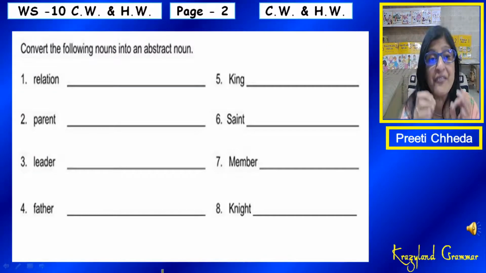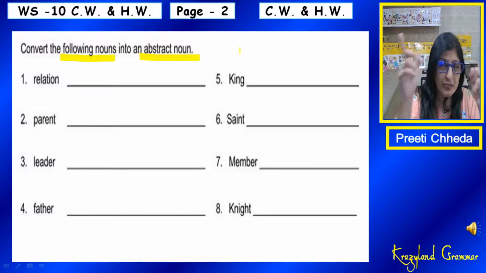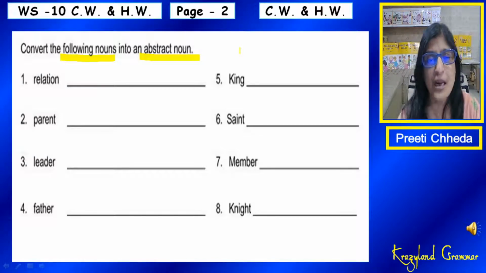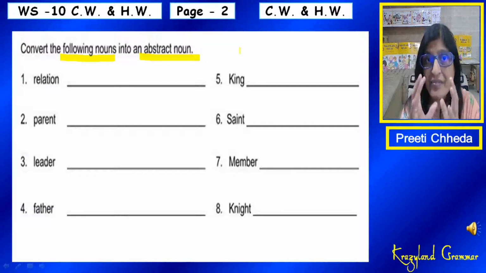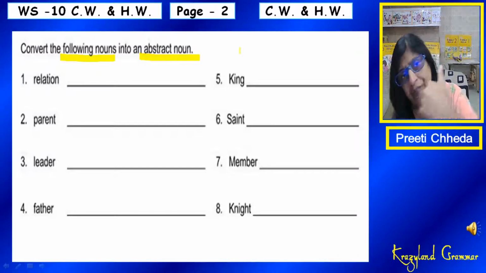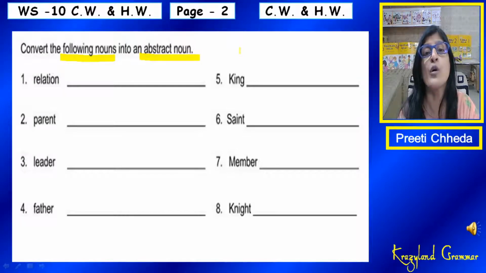Now the worksheet number 10, page number 2, the last part, and that is very easy. What's that? Convert the following nouns into an abstract noun. You have to convert the given nouns into abstract nouns. If you go to flashback, the last topic, recall what you have learned. To make an abstract noun, we add suffixes. And when there is a common noun and you have to change it into an abstract noun, you can add ship or hood. SHIP, ship, or HOOD, hood.